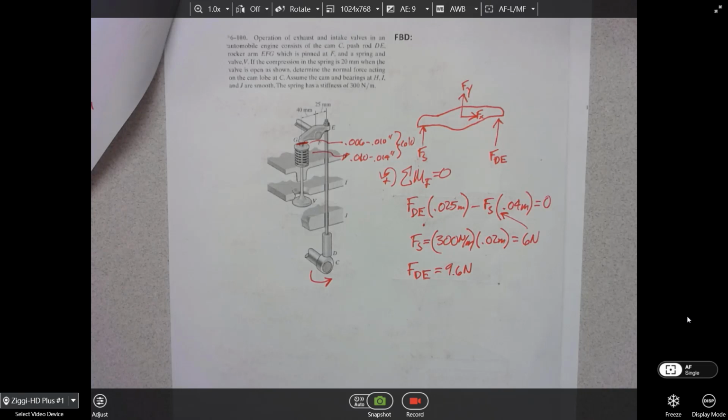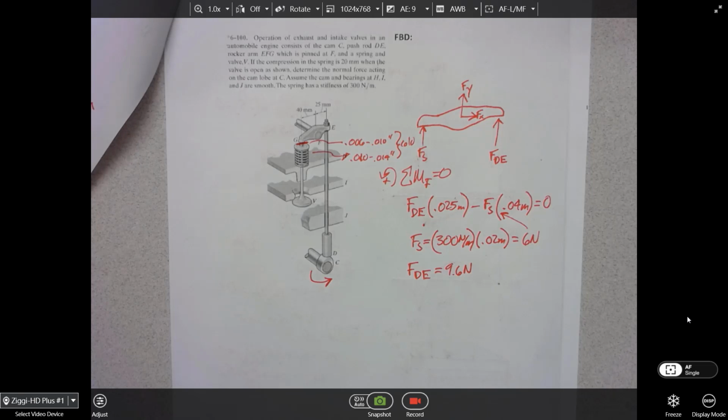Counterclockwise is positive, so I'll have FDE times 0.025 meters minus Fs times 0.04 meters equals 0. I lied. We need to determine Fs, which is going to take a second equation, right?